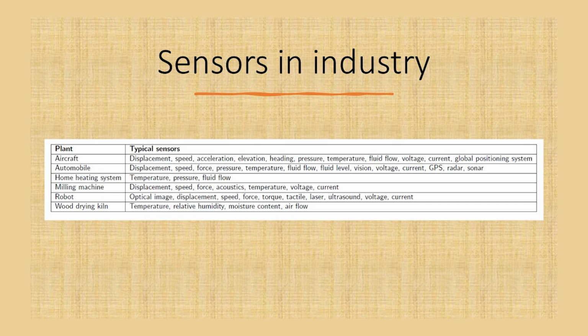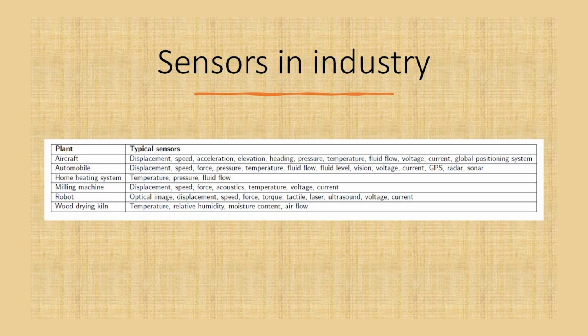For home heating systems, you need to find out the temperature, the pressure, and the fluid flow. For milling machines, which you may have used in your first year in your workshop technologies, typical measurements are displacement, speed, force, acoustics, how much noise the milling machine is making, temperature, voltage, current.